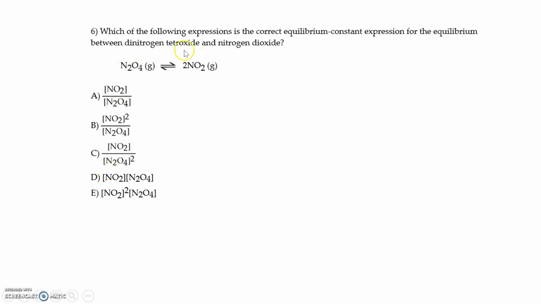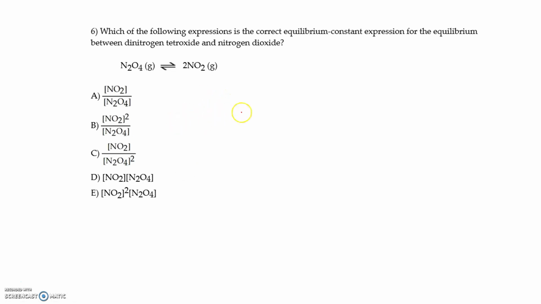Okay, so this problem is asking us to look at the reaction where we have N2O4, which is a gas, being converted into 2NO2, which is also a gas, and it's asking us for the correct equilibrium constant for this equation. So for this one, I am assuming that they're asking for Kc since the reactions are in concentration brackets as opposed to being in partial pressures.